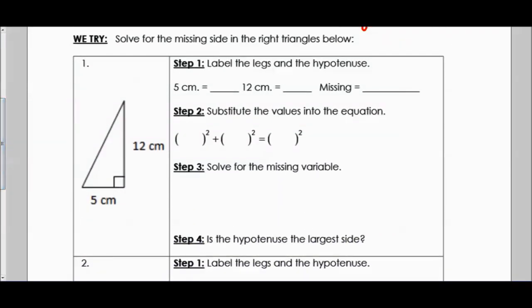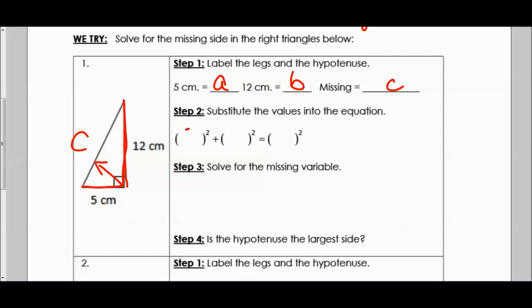Alright, so our first step is just labeling these. We have our two legs that connect this right angle. We're going to label those as A and B, and we are missing C. That's the one that's across from the right angle. Now we're going to substitute our values in.